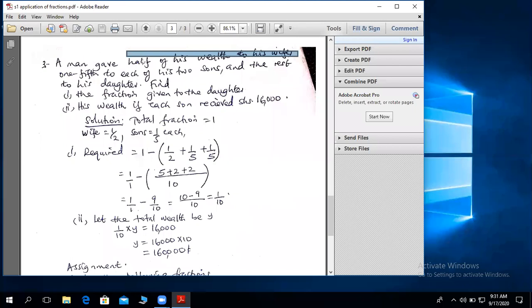So first understand this. A man has given a half of his wealth to the wife. Then he has 2 sons. Each of the 2 sons gets 1 out of 5 of the wealth, and the rest goes to the daughter. The question is, find the fraction given to the daughter. You agree with me that the total fraction is 1. So if the total fraction is 1, it means we subtract to get what the daughter will remain with.